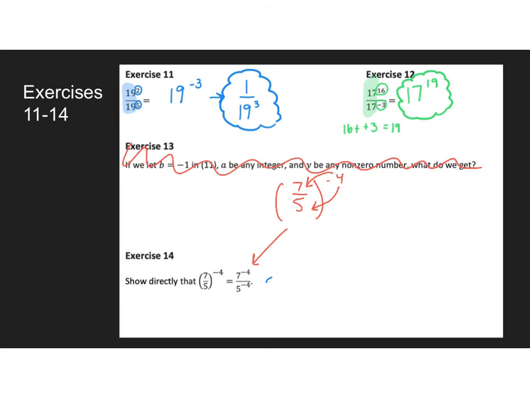From there, we can simplify this even further. All we want to do to change those to both positives is flip it. So this becomes 5 to the positive fourth over 7 to the positive fourth. And now we have two positive exponents instead of two negative exponents, and it looks a lot more simple for us to do. All right, let me know if you're having any questions with this. But we're pretty much done here. We're going to move into our closure and then our exit ticket.